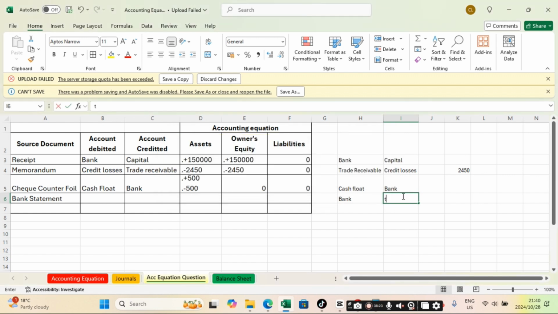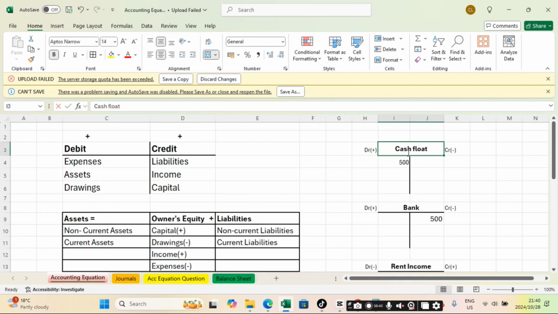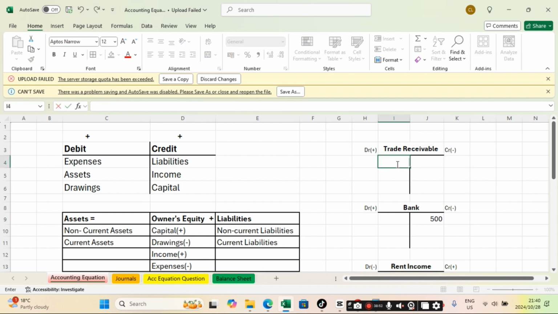Our trade receivable, I'll just say TR, will be affected. So we now know the two accounts that will be affected, which are our trade receivable and our bank account. Straightforward. So how are our trade receivable and our bank account affected?